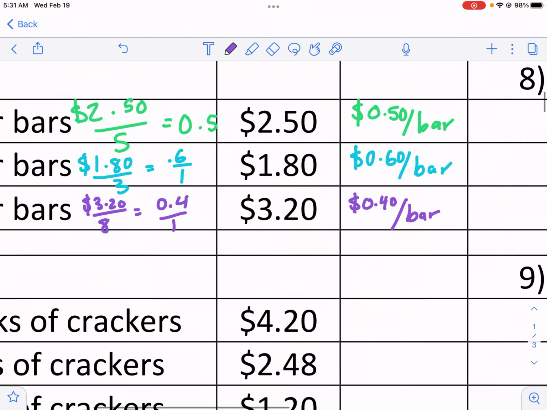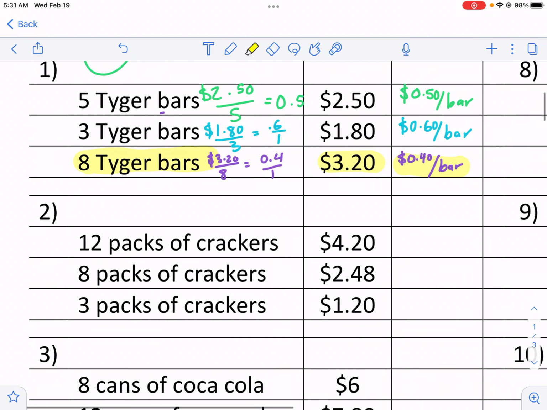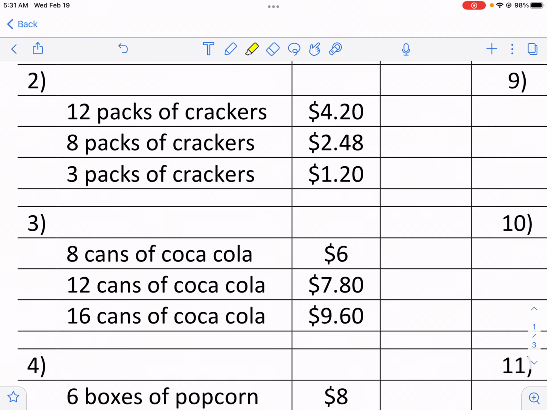Okay, so it's very obvious which one is my best deal. Before it wasn't, right? I have 5 bars for $2.50, 3 bars for $1.80, 8 bars, which is more, but it's $3.20, and this happens to be the best deal. So let's highlight this one, and that is our best deal. This $3.20, the 40 cents per bar, is our best unit rate. And that's all you're doing for each one of these problems: doing that division and determining which one is the best deal.